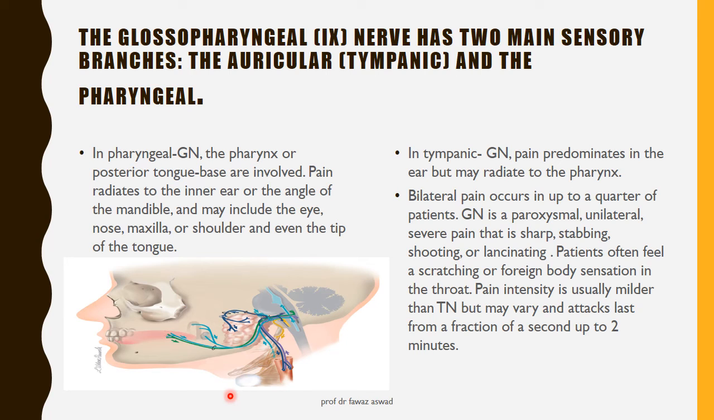So here we can differentiate the area which is supplied by this nerve and affected by pain, and the characteristic features of the pain, which is either sharp, stabbing, shooting, or lancinating. And if you ask the patient, we can see that this pain persists for a longer period of time before its diagnosis, and sometimes even talking or swallowing may initiate the pain, and the patient may complain of a foreign body or a sensation in the throat.